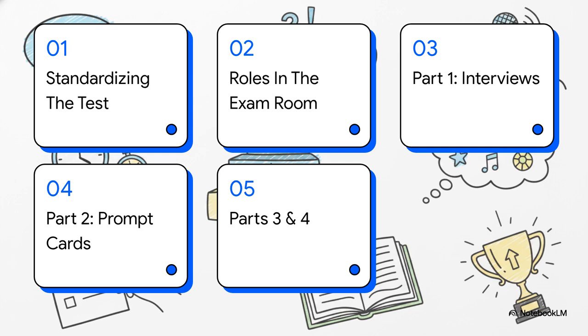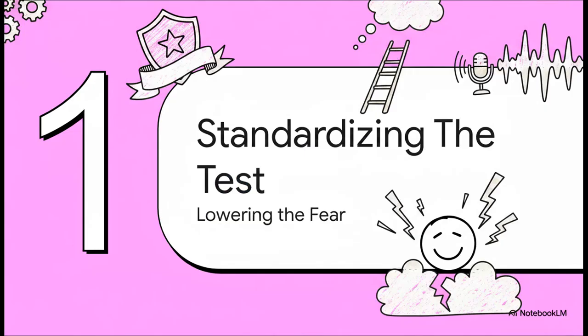Here is our clear, structural roadmap for today's explainer. We'll kick things off by looking at why standardizing the test matters. Then, we'll break down the roles in the exam room. After that, we'll walk step by step through the 4 phases: personal interviews, interactive prompt cards, monologues, and finally, real-world dialogues. Section 1. Standardizing the speaking test, lowering the fear.